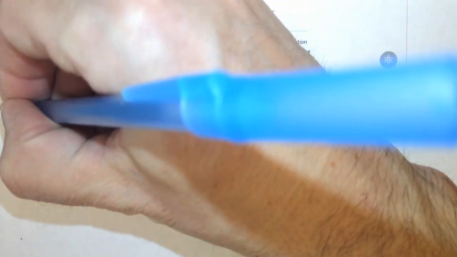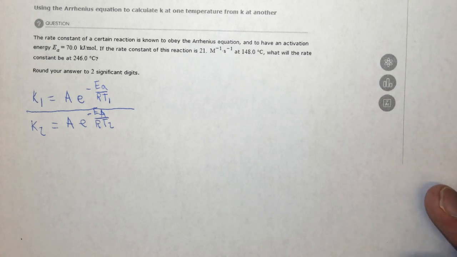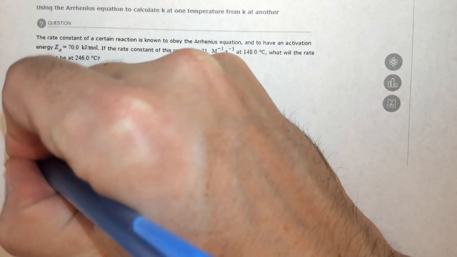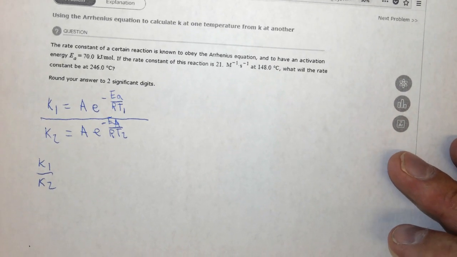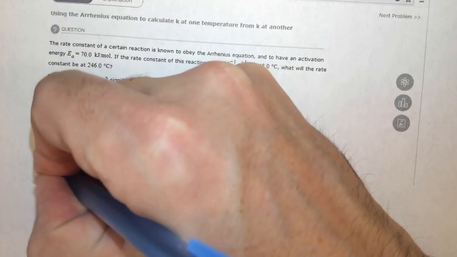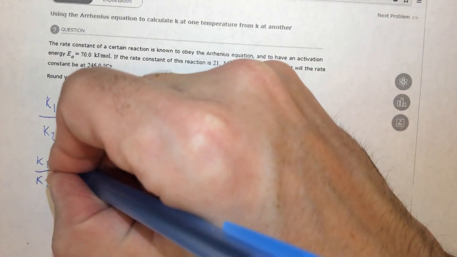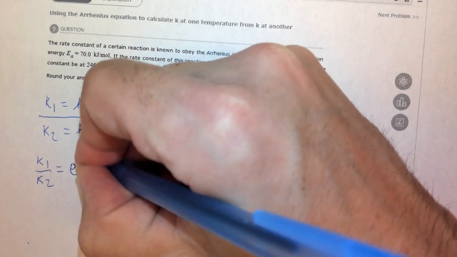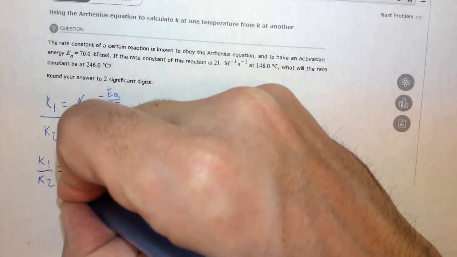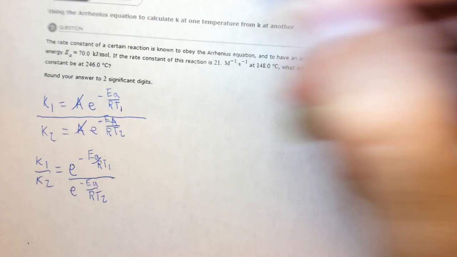And to do that, we divide. And then when we divide, we can cancel out like terms and simplify. So when we divide on this side of the equation, we get K1 over K2. And believe me, that is definitely the easier side of the equation to simplify. We'll spend a few minutes simplifying the other side. It equals, the A's go, because that's a constant, so we can cancel it out. And then we have e to the negative Ea over RT1 divided by e to the negative Ea over RT2.